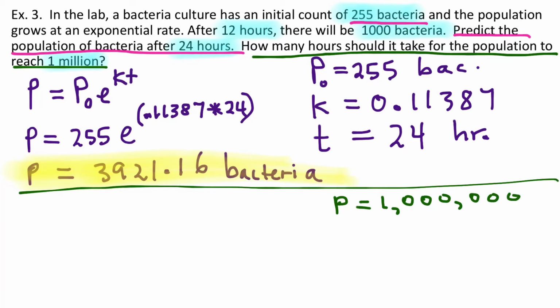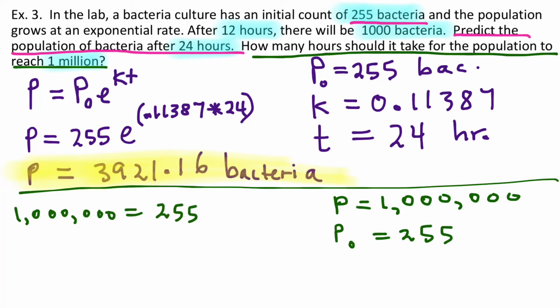So that means our rate hasn't changed and our P0 hasn't changed. But we're trying to figure out the time that it takes to reach 1 million. So that means 1 million is equal to 255 e to the 0.11387 t.